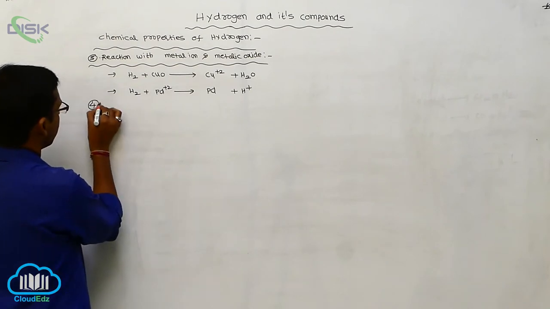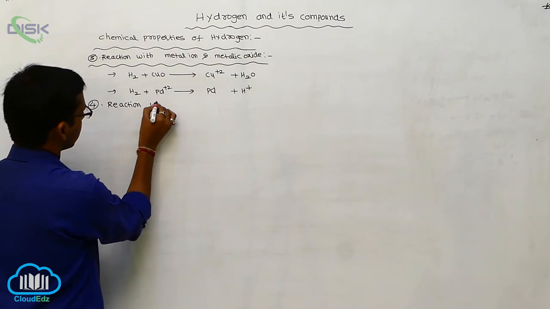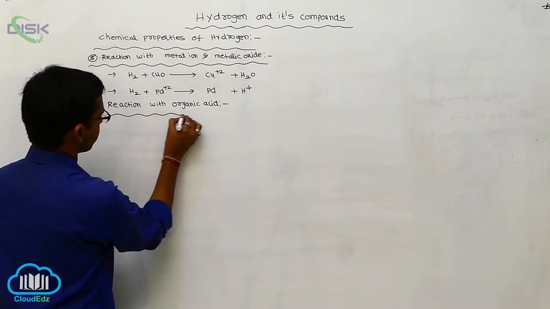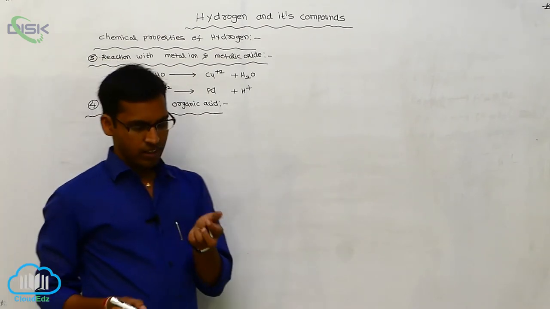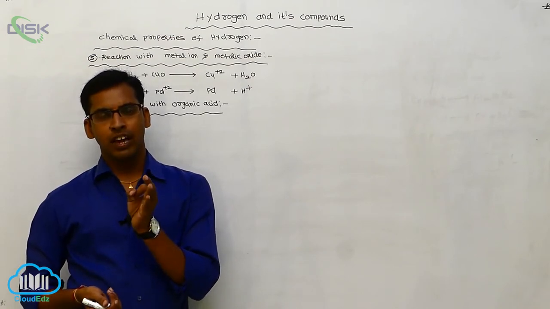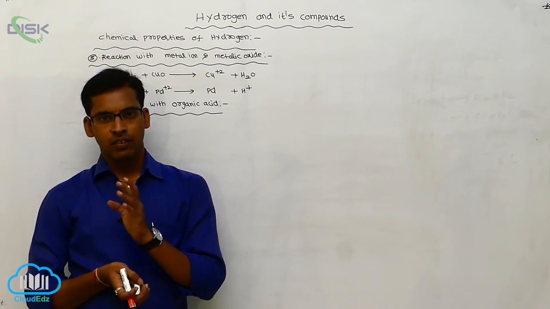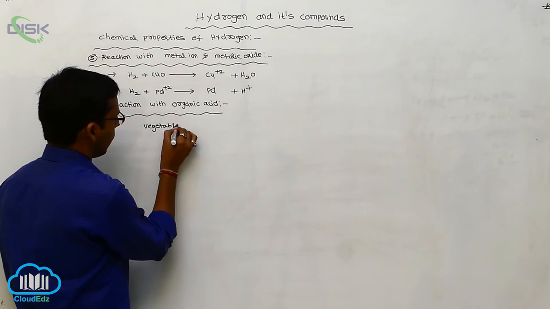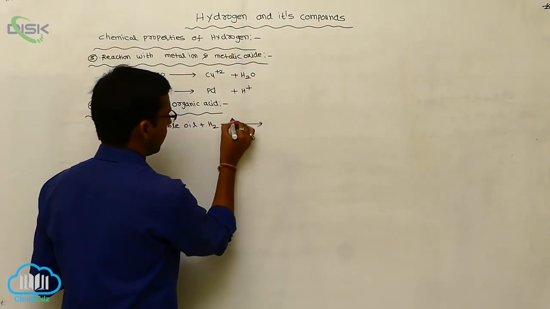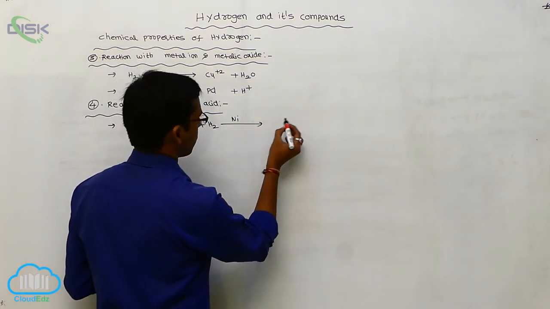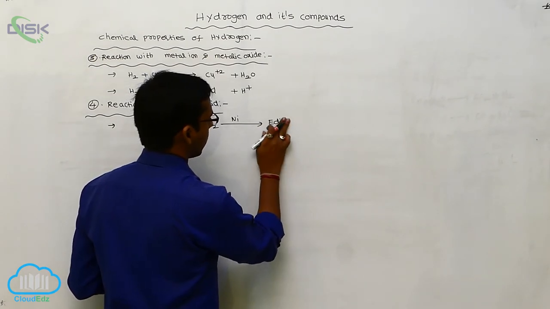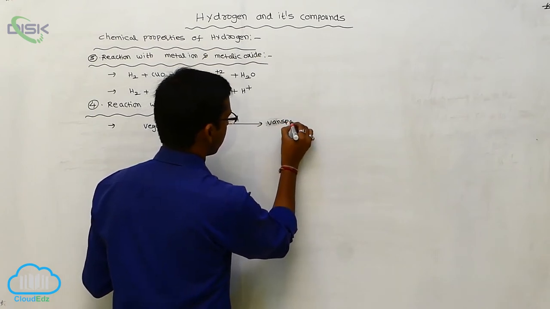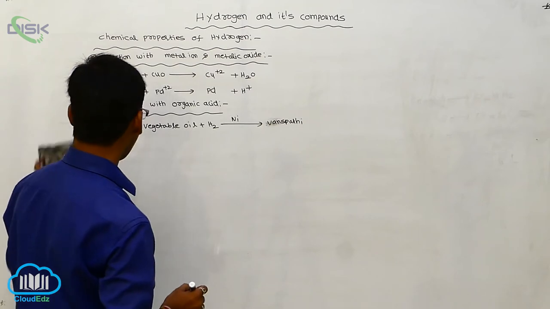And next one is reaction with organic compounds. In the hydrogenation process, vegetable oils in the presence of nickel catalyst are converted to edible fat. Vegetable oil undergoes hydrogenation in the presence of nickel catalyst and gives vanaspati or edible oil. This is a reaction with organic compounds.